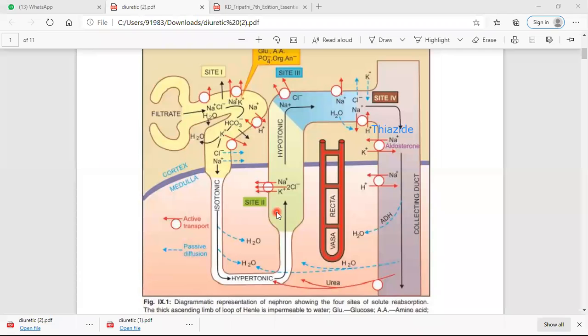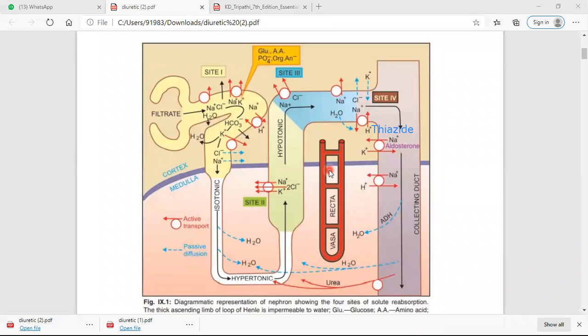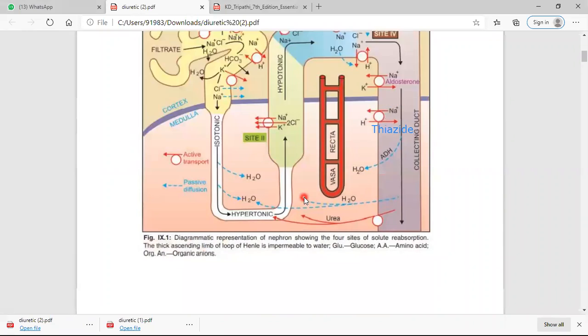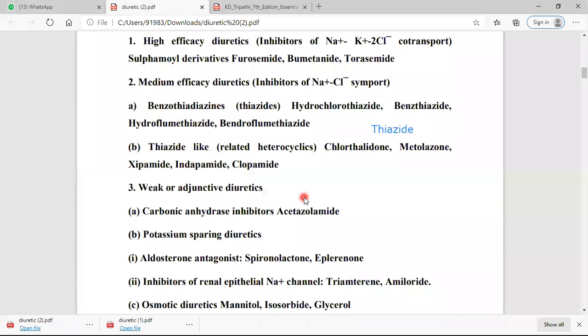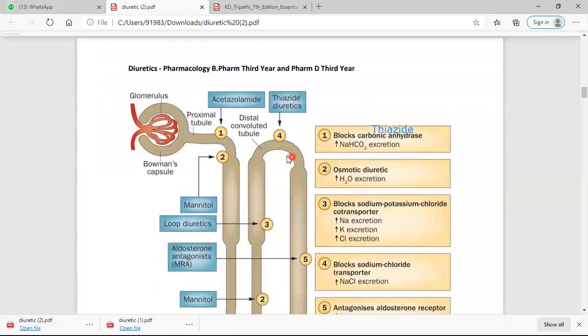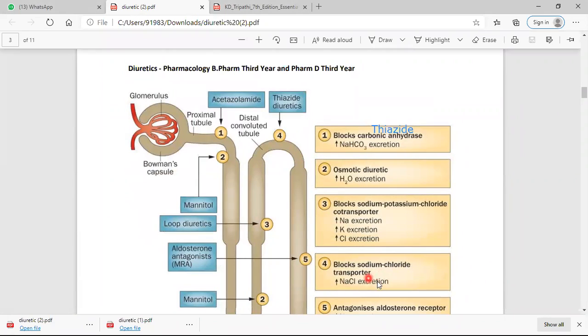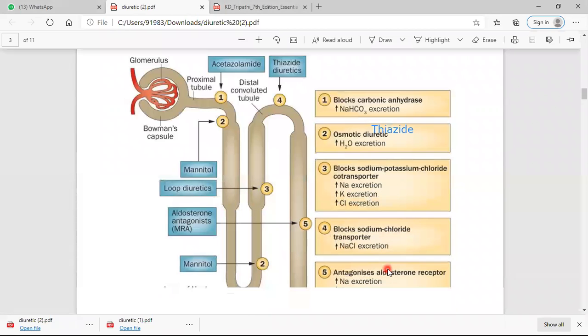Again, hyperuricemia, hyperglycemia, hypokalemia, hyponatremia, these are the adverse effects of this drug. Okay, we'll see only two categories of drug in today's lecture, and in the next lecture we can discuss the other drugs or targets of action of the other drugs. Okay, this thiazide diuretic blocks the sodium chloride transporter and causes sodium chloride excretion.